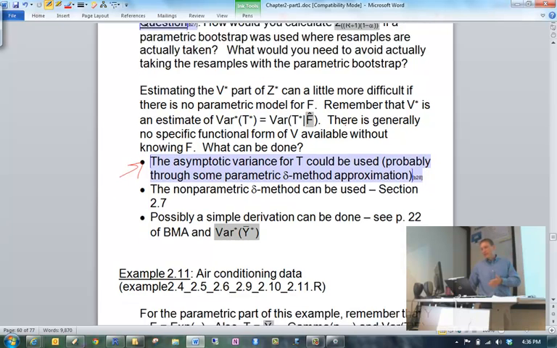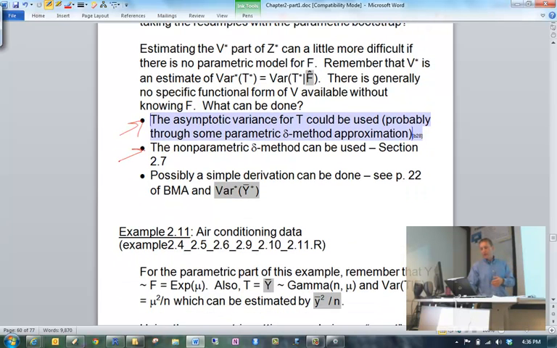Well, suppose you didn't want to do asymptotics. What else could you do? Well, there's something called, well, shoot. I am going out of order here. I need to talk about something here first. So this asymptotic variance for T, how is this going to come about?